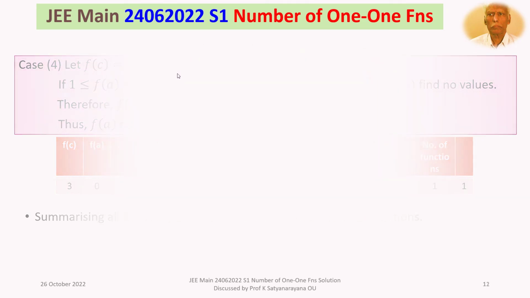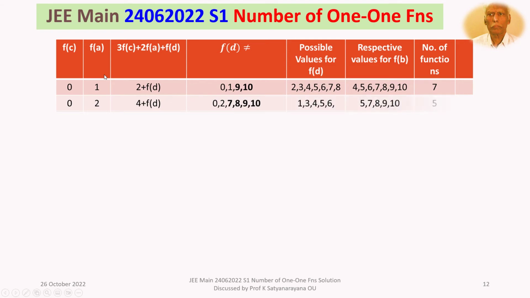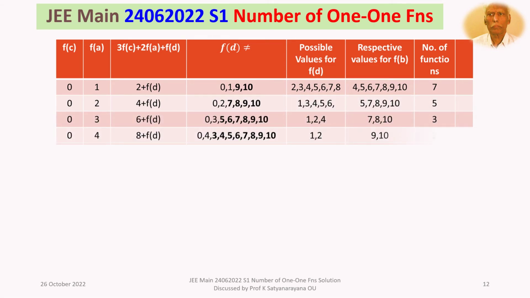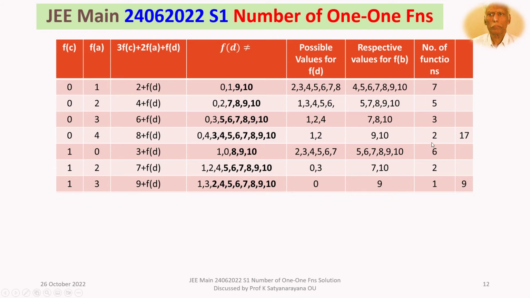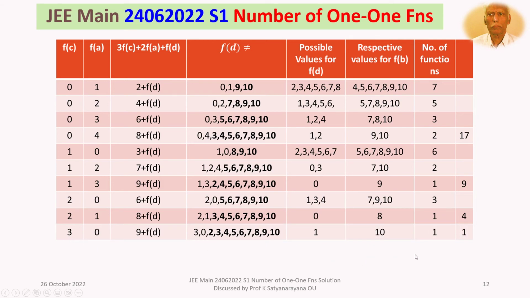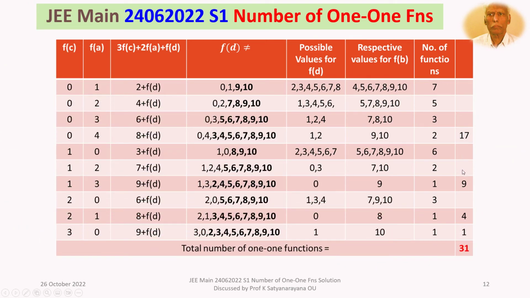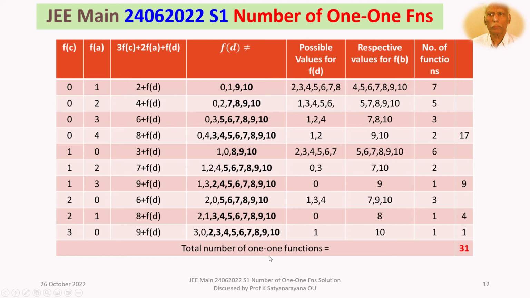So let's look at the summary here. That is our tabular form. That is your case 1, and the sum of these is 17. In the first case, 17 one-to-one functions you will get. In the second case, you get 6 plus 2 plus 1, 9 one-to-one functions. In case 3, you will get 3 plus 1, 4. In case 4, you will get 1, and the total number is 17 plus 9 plus 4 plus 1, which is 31. So the total number of one-to-one functions is 31.